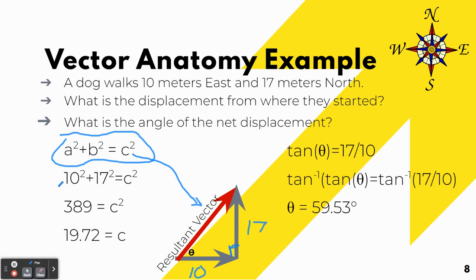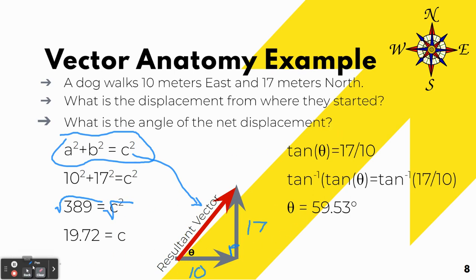So I'll do 10 squared plus 17 squared because those are the two sides. And then this c squared is my hypotenuse. So I plug this into a calculator and I solve for c. So that's going to be my hypotenuse. So here I get 389. I square root both sides and I get 19.72. I do not have to do the plus minus thing because I know it's going to the right and up. So I should get a positive number.